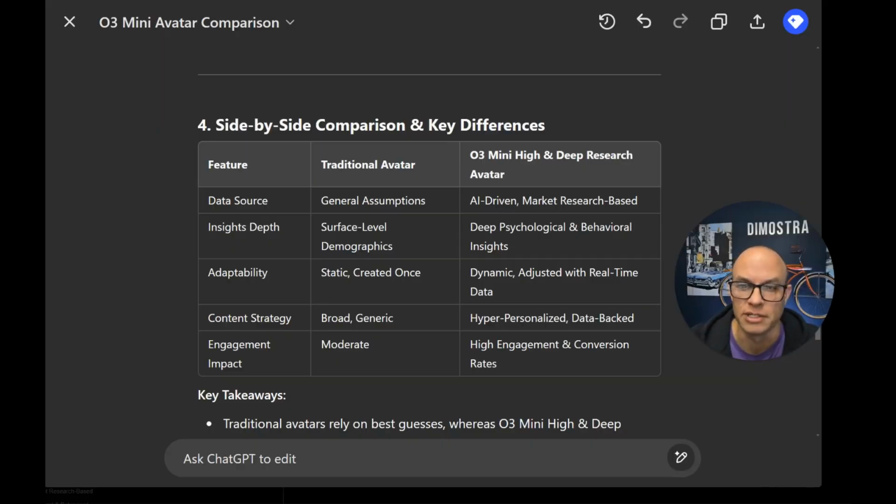Here on my screen is a side-by-side comparison of the key differences between doing this traditionally and then using this new O3 Mini High with deep research. So it's basically driven by market research, which is really fantastic. And there are deep psychological and behavioral insights, which is exactly what you want when you're trying to figure out who your ideal audience is. The more information you have, the better. What I really like here is the content strategy. And with this new model, it's hyper-personalized.